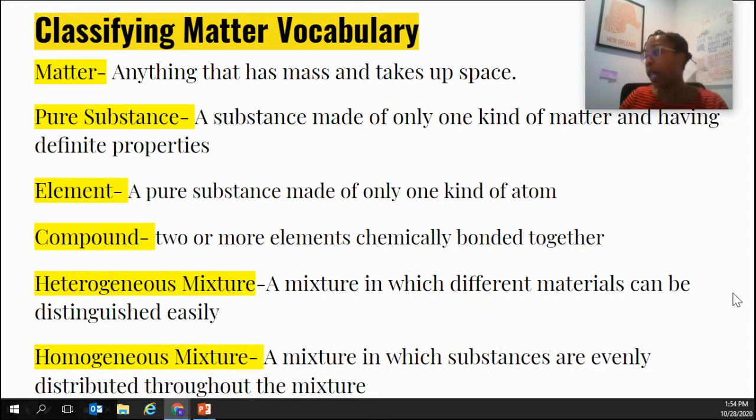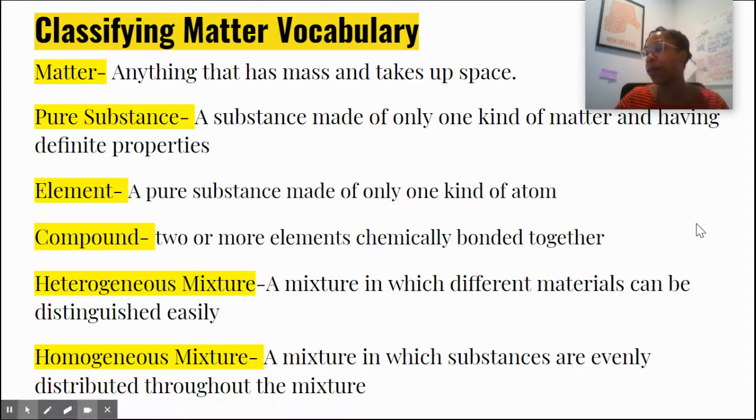All right, so classifying matter vocabulary. So we know matter is anything that has mass and takes up space. We know a pure substance is a substance made up of only one kind of matter and having definite properties. An element is a pure substance made up of only one kind of atom. A compound is two or more elements chemically bonded together. A heterogeneous mixture is a mixture in which different materials can be distinguished easily. And then a homogeneous mixture is a mixture in which substances are evenly distributed throughout the mixture.